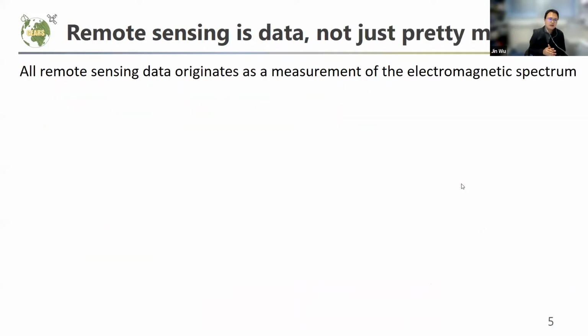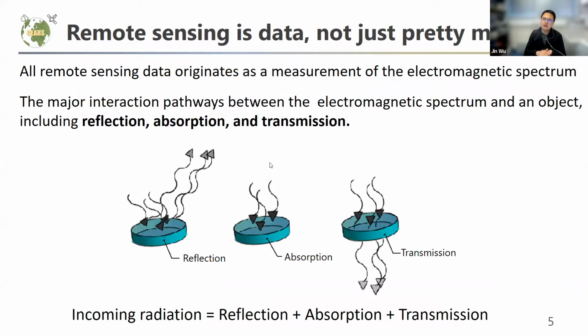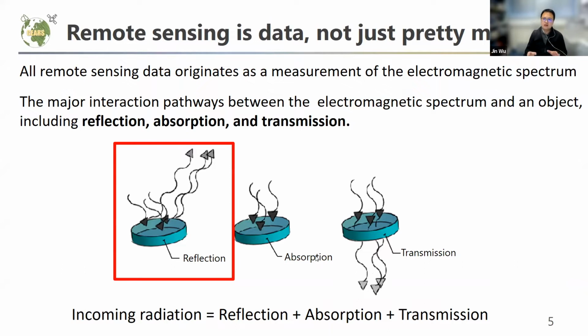Fundamentally, for all remote sensing data, no matter which platform they come from, they normally originate from a measurement of the electromagnetic spectrum. The cartoon below summarizes the three major interaction pathways between the electromagnetic spectrum and an object. When a light beam hits an object, sunlight will be reflected, sunlight will be absorbed by the object, and sunlight will be transmitted through the object. And for most remote sensing sensors, including our cell phone camera, they normally record the energy reflected by the object. So that's how remote sensing data is recorded.